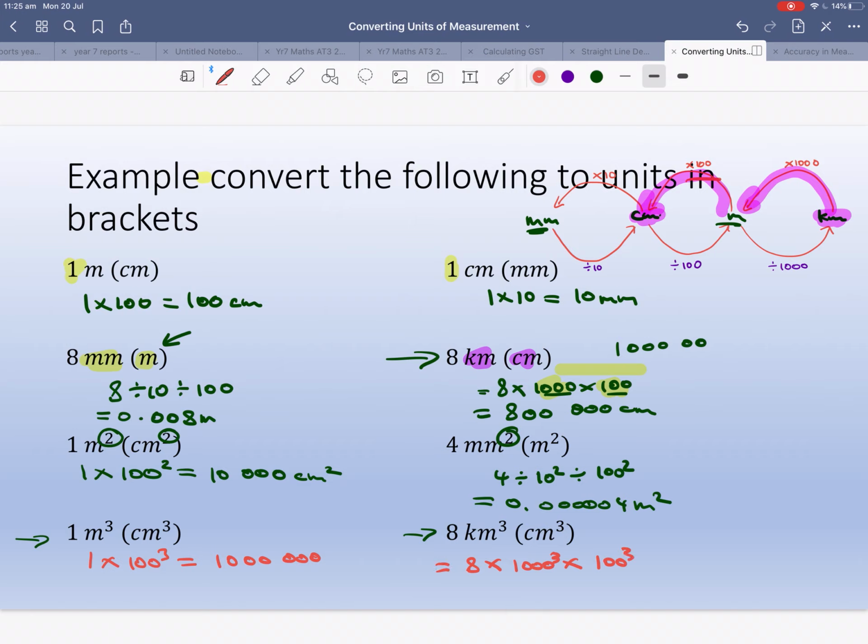And I'm going to do it 1 times 1 cubed. And you get some really big number. I got 8 times 10 to the power of 15, which we're going to explain in another lesson, and it's centimeters cubed, which essentially means that 8 kilometers cubed is a lot of centimeters cubed. Hopefully that makes sense, but that's the end of this lesson. Peace out.